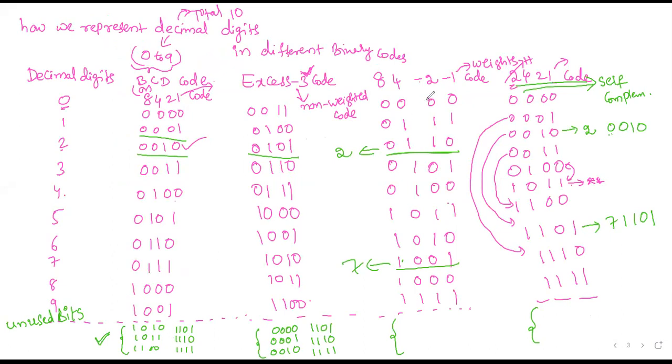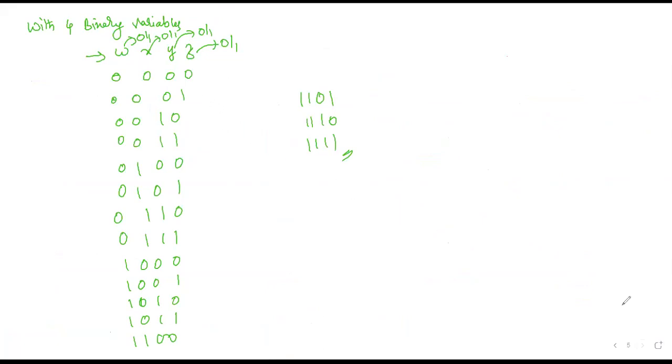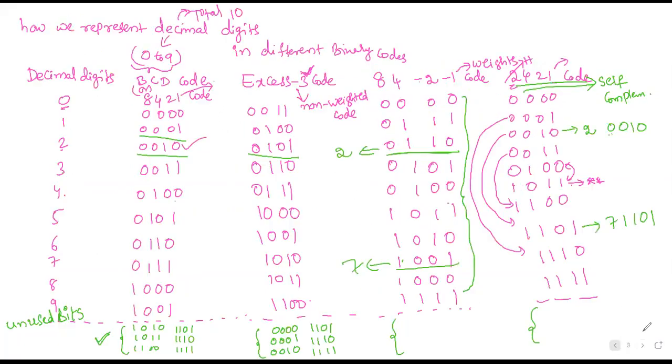Similarly, in 8 4 minus 2 minus 1, compare this table with the last table and write down whatever the unused bits. Okay. What are the combinations we are not using? Write down here. Similarly for this one.